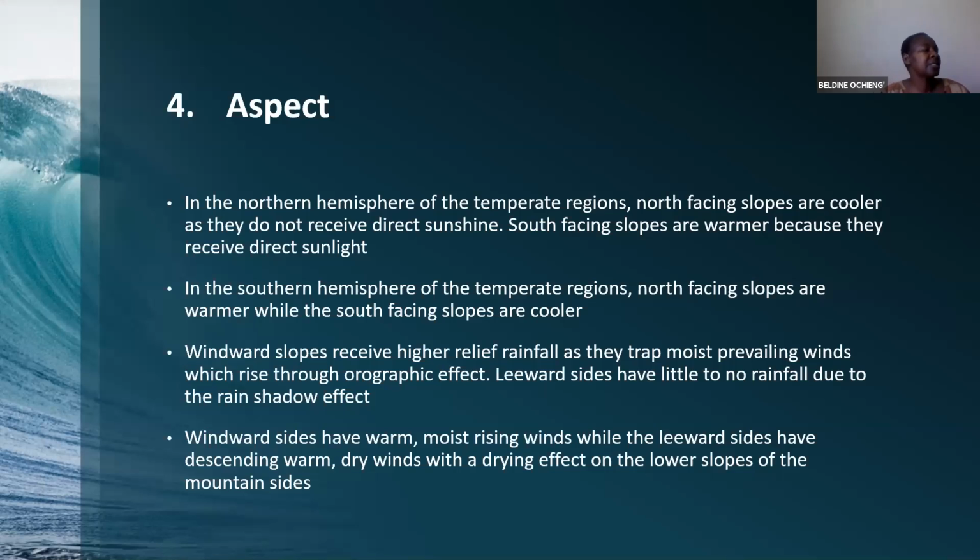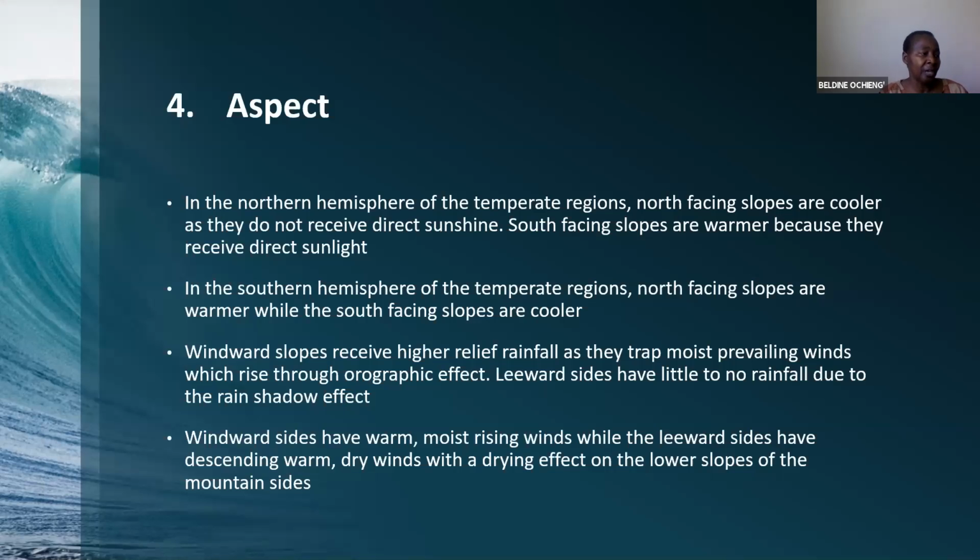Three, windward slopes receive higher rainfall, higher relief rainfall, as they trap moist prevailing winds, which rise through orographic effects. The higher it goes, it rises, cools, condenses, clouds form, and rain falls. But the leeward sides have little or no rainfall due to the rain shadow effects.